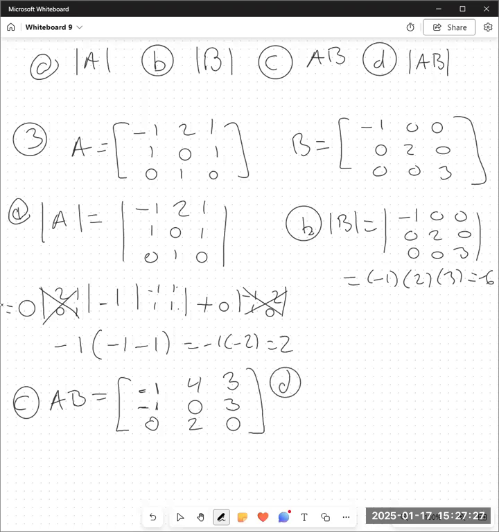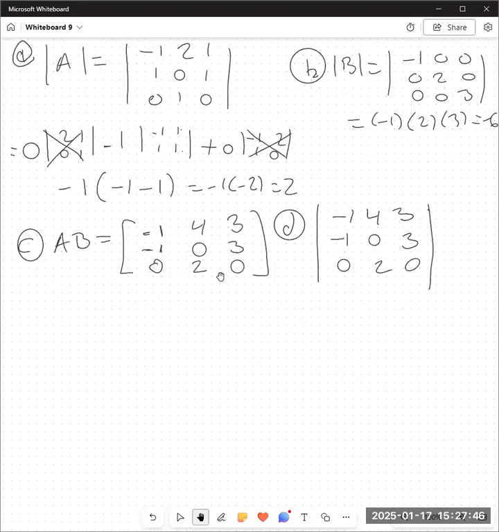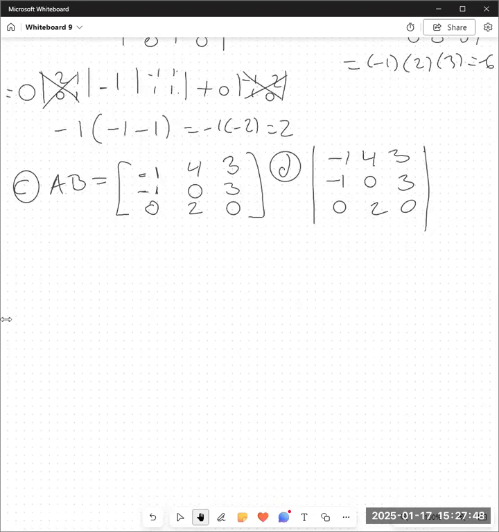D is the determinant of negative 1, 4, 3, negative 1, 0, 3, 0, 2, 0. Let's just do that down here to give myself more space.